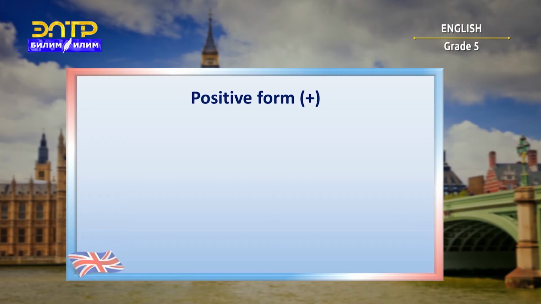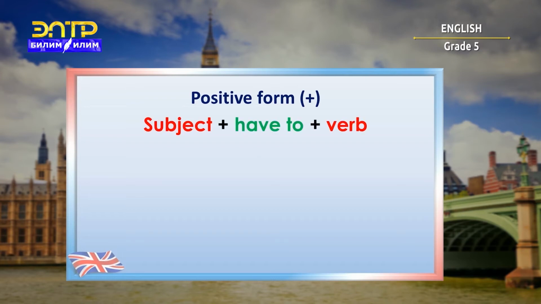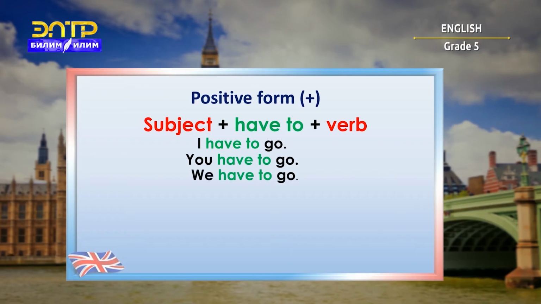For a positive form, we put subject at the beginning of the sentence plus have to plus verb. I have to go. You have to go. We have to go. They have to go.